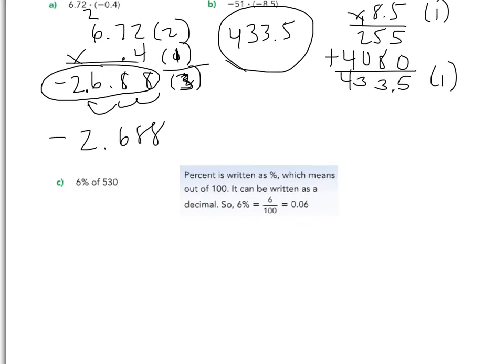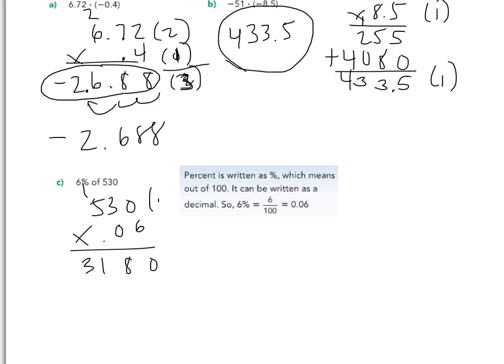Okay, so percent is written as percent, which means out of 100. So 6% is 6 over 100 or 0.06. So we need to do 530 times 0.06. 6 times 0 is 0. 6 times 3 is 18, carry the 1. 6 times 5 is 30, plus 1 is 31.